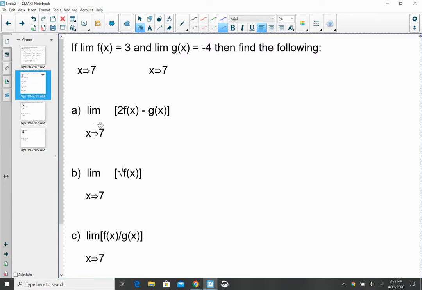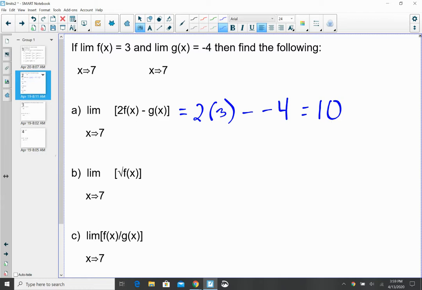So the limit as x approaches 7 of 2 times f minus g. Well, 2 times f, the value for f is 3, so you're talking about 2 times 3 minus, and the value for g is -4. And I believe that is 10.